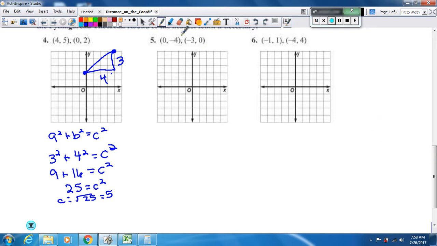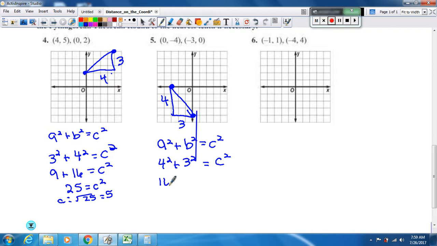Okay, the next one, 0, negative 4. 1, 2, 3, 4 is right there. And negative 3, 0. 1, 2, 3 is right there. Best I can do right there. Make my triangle. It is 1, 2, 3, 4 boxes high, 1, 2, 3 boxes long. A squared plus b squared equals c squared. The altitude is 4. The base is 3. We don't know the hypotenuse.